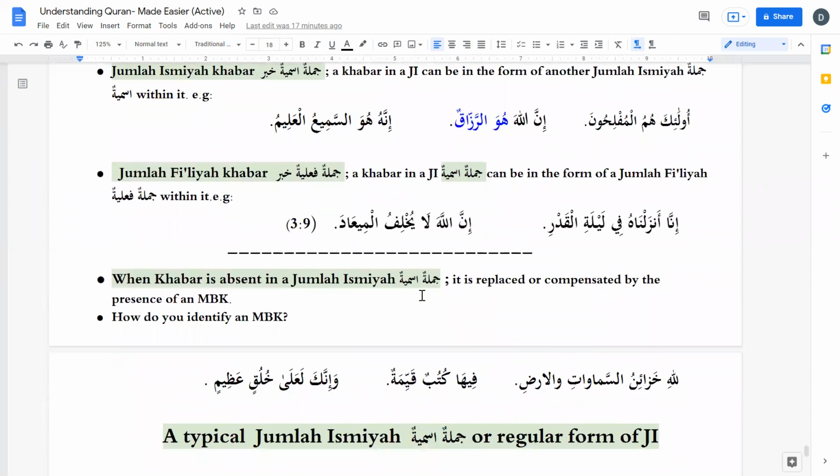And sometimes what happens, Khabar might be absent in a Jumlah Ismiyah. So in that case, the Muta'alliq bil Khabar is there, and Muta'alliq bil Khabar kind of compensates or replaces the absence of Khabar. In that case, we say that Khabar is mahzoof, it's hidden, it's not there, but Muta'alliq bil Khabar is about that hidden Khabar.